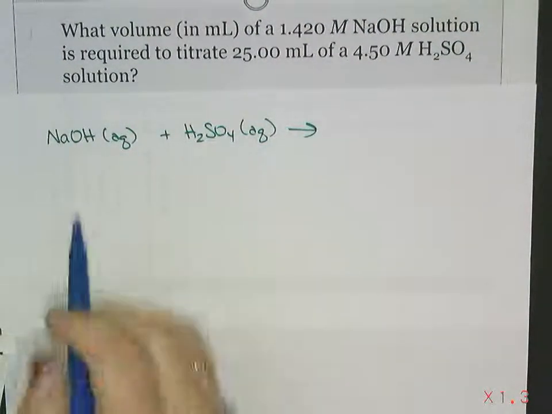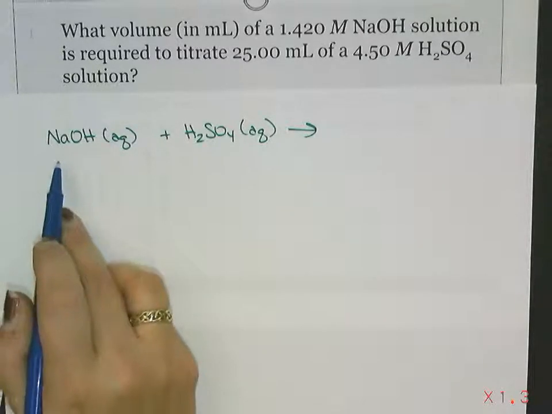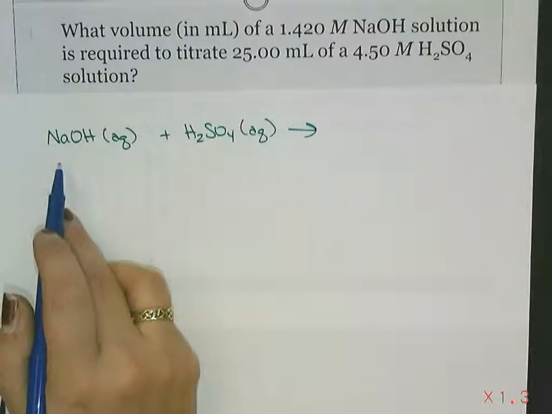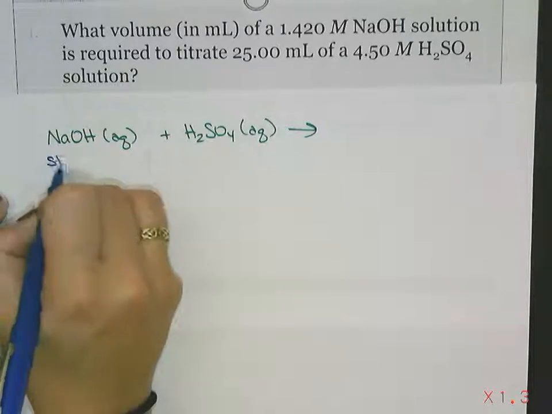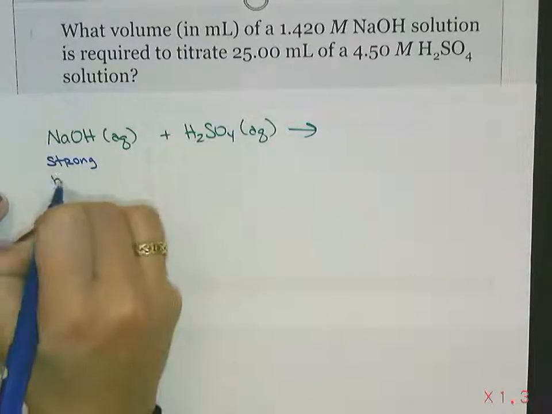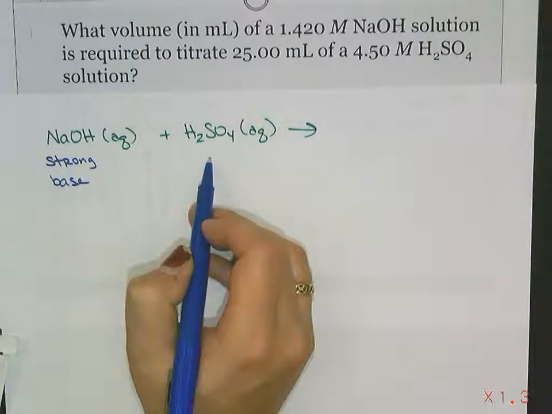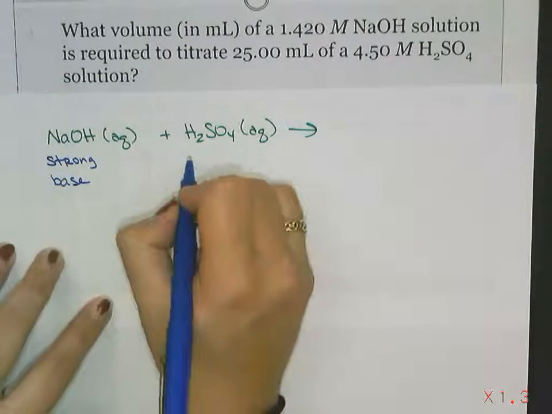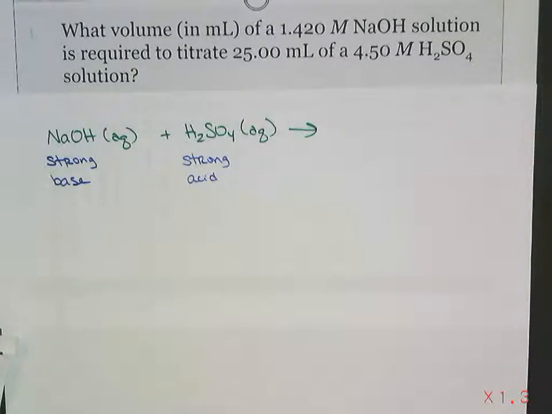All right, sodium hydroxide, acid or base? Base, strong base, weak base. It is a strong base. All right, sulfuric acid, acid or base? Good, acid, strong acid, weak acid. It's a strong acid. So I now have a strong acid reacting with a strong base. What do I make? Salt and water.